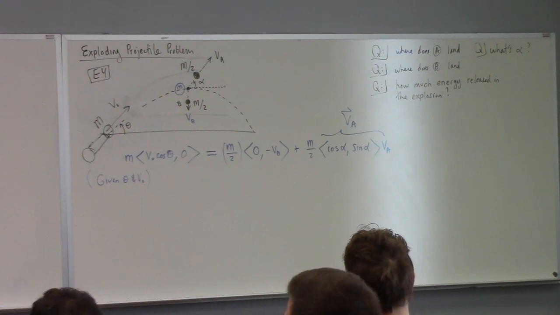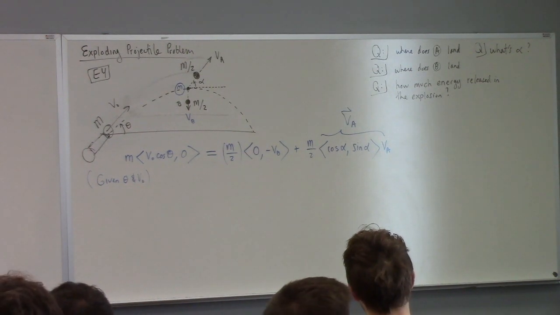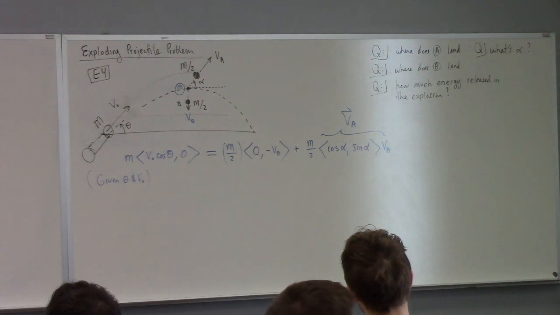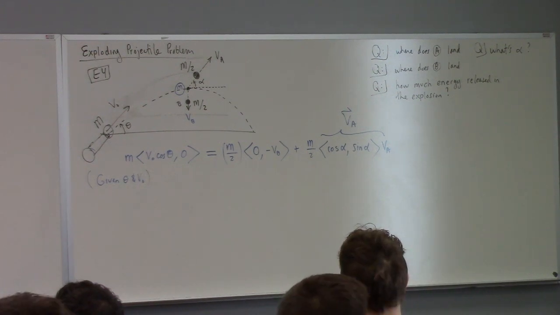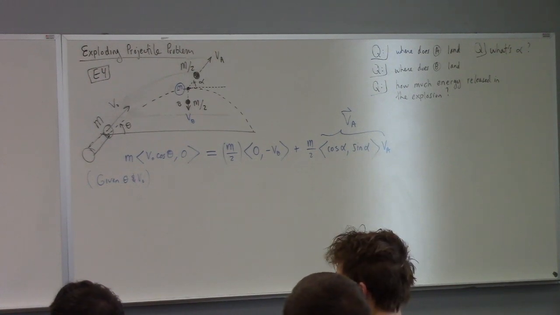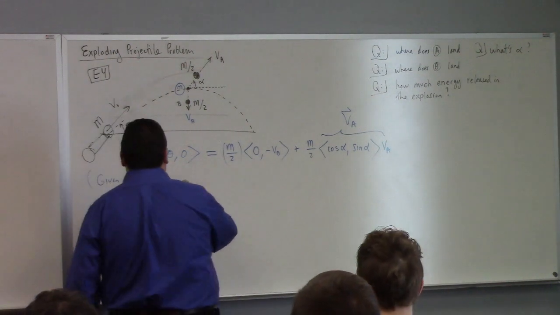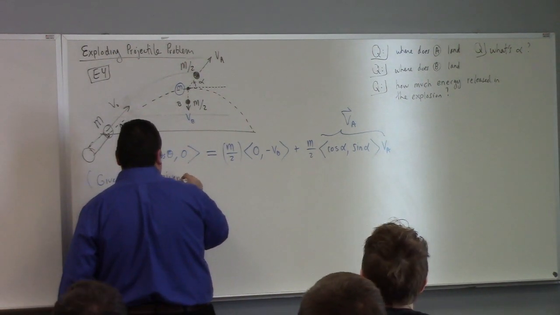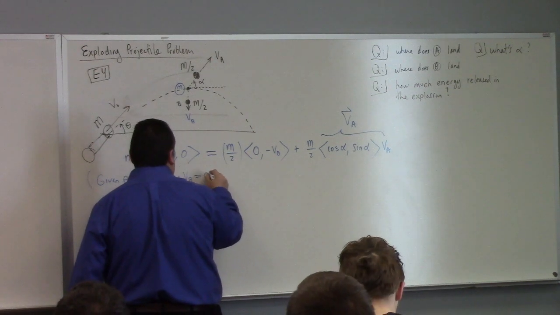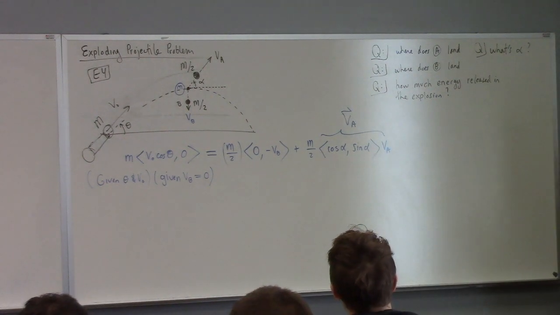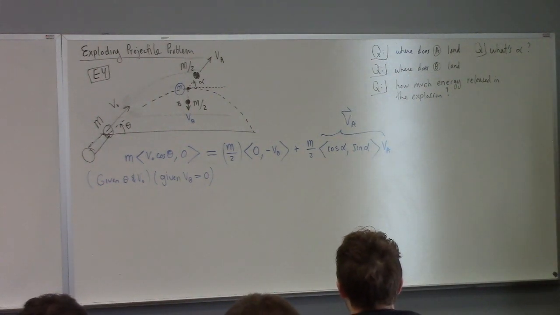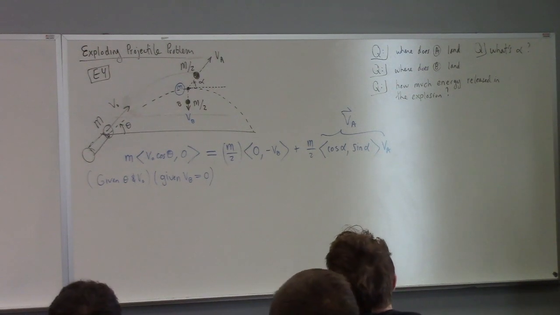In problem 8.96, a 20 kilogram projectile is fired at an angle 60 degrees above the horizontal with a speed of 80 meters per second. At the highest point of the trajectory, the projectile explodes into two fragments with equal mass, one of which falls vertically with zero initial speed. Aha! So in your homework, we're also given VB is equal to zero. There we go. That's a different situation, right? Now we've just got two unknowns, and we're good to go.